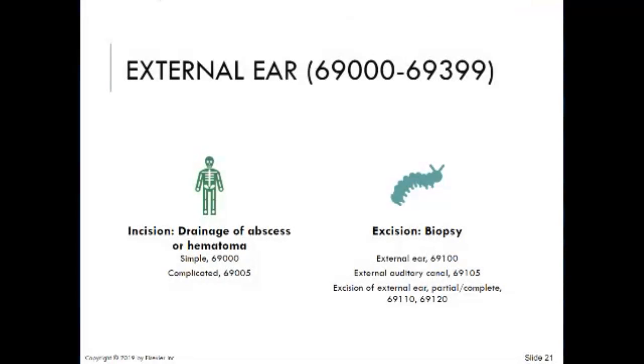External ear is 69000 through 69399. Incision, drainage of abscess or hematoma, simple is 69000. Complicated is 69005. Excision, biopsy, external ear, 69100. External auditory canal, 69105. Excision of external ear, partial or complete, 69110 and then 69120.